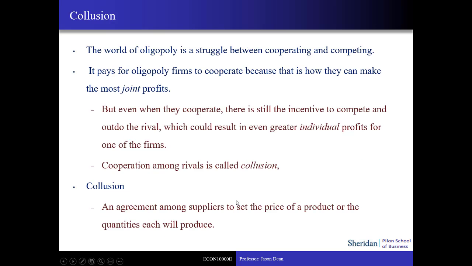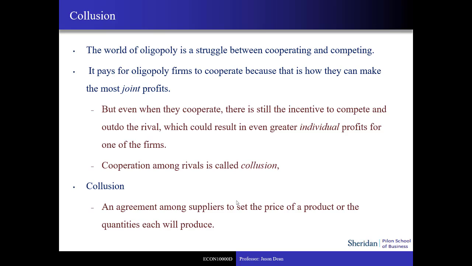Another issue with oligopolies is collusion. So it is illegal in Canada to collude, so firms aren't allowed to do this. The Competition Bureau monitors these sorts of things. They would administer fines and that sort of thing. But still, there is always this temptation. So the world of an oligopoly is sort of this struggle between cooperating and competing.